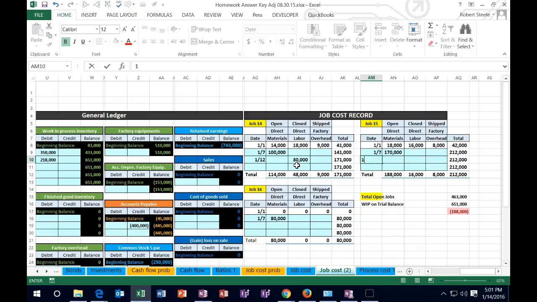So then when we have 112 over here, and in column AO, but also in the direct labor column, we're going to put the 68,000. So we're going to increase that job, and then we're going to scroll down here to job 16 on 112, and in the direct labor column, we will include 120,000.